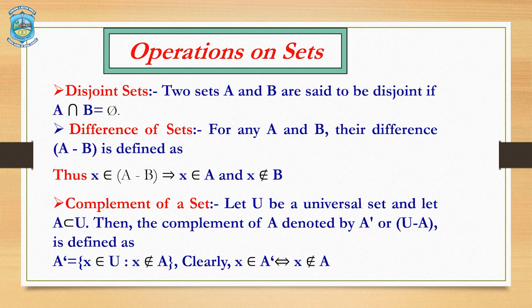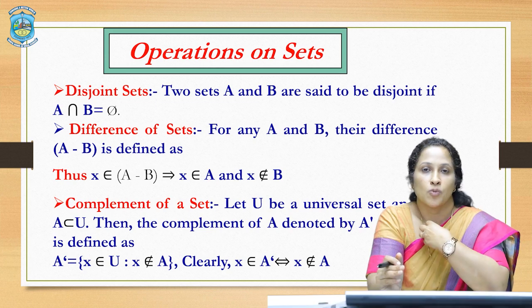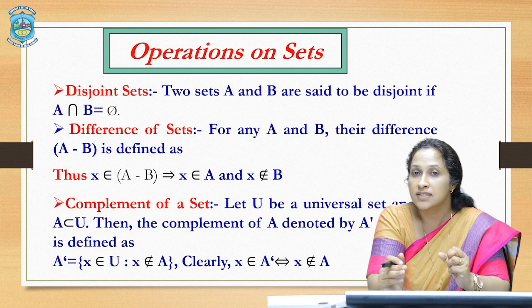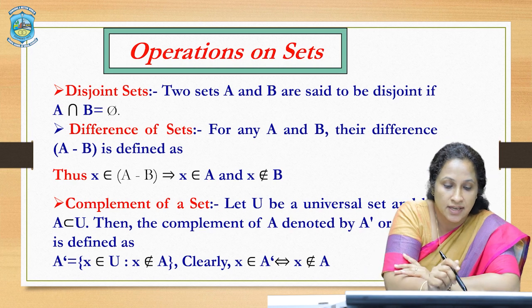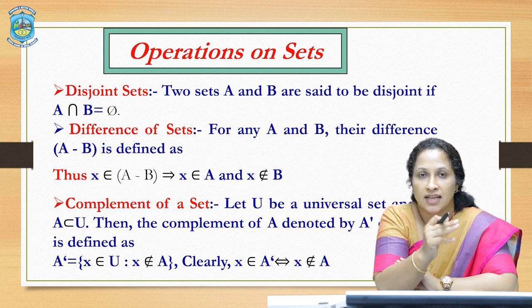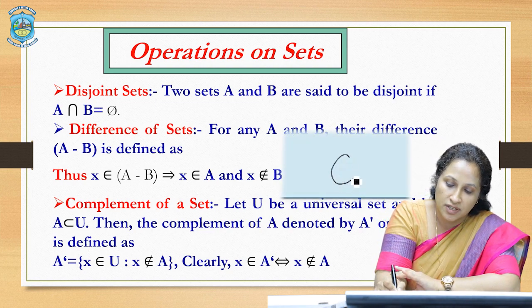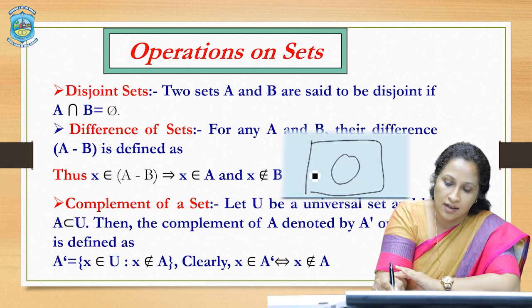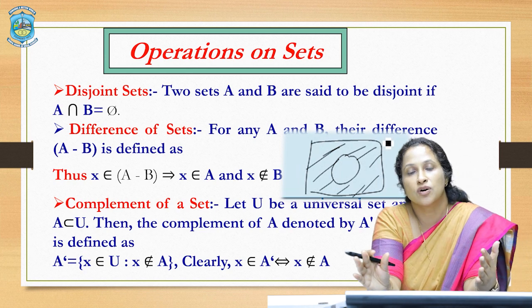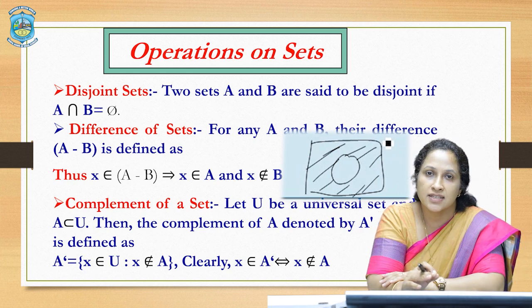What do you mean by complement? Let us take the literal understanding of the word complement. Complement means what is not there in me but is there in my partner. Similarly, the complement of a set is what is not in A but is there in the universal set. Suppose you have a set A and this is the universal set, so everything beyond set A is A dash. So, what is not in A but is in the universal set is A dash.